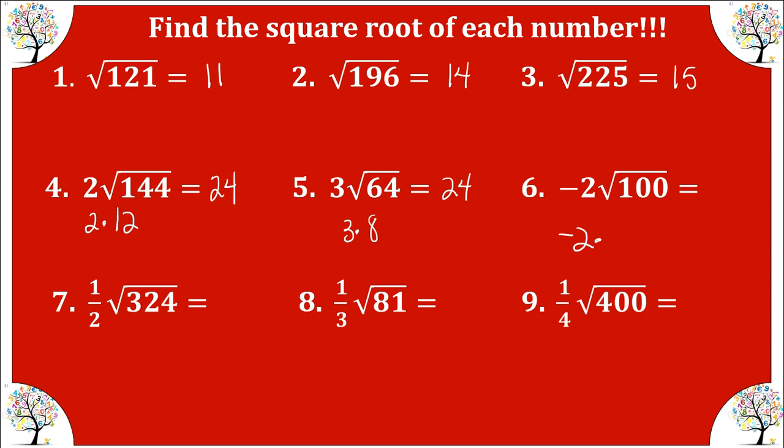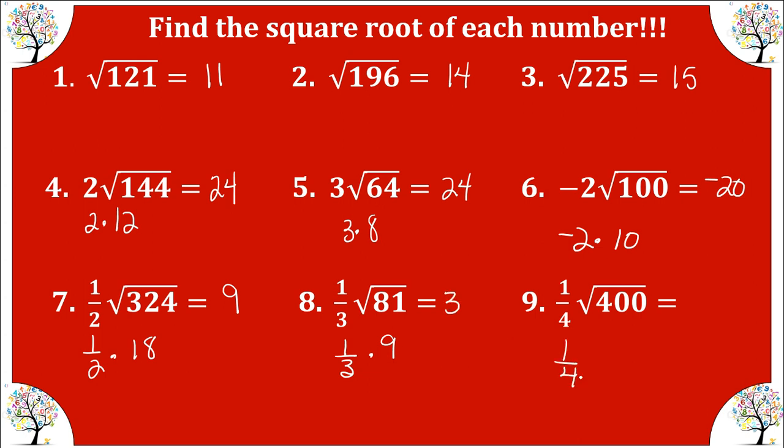We have negative 2 times the square root of 100, which is 10, so negative 20. We have 1/2 times the square root of 324, which is 18. Half of 18 is 9. We have 1/3 times the square root of 81, which is 9. 1/3 of 9 is 3.